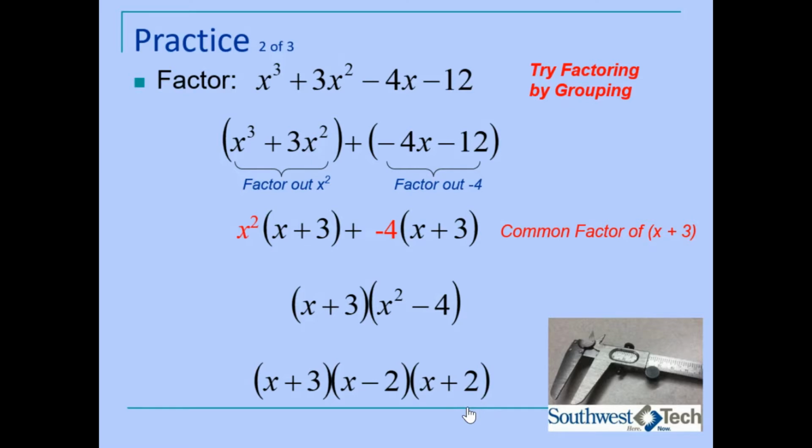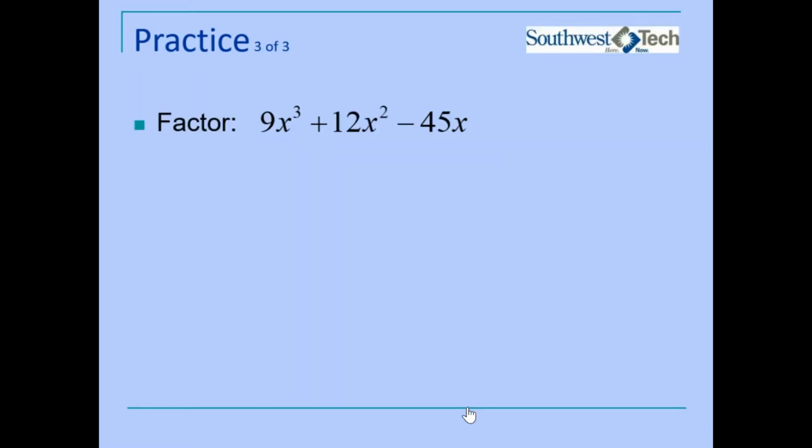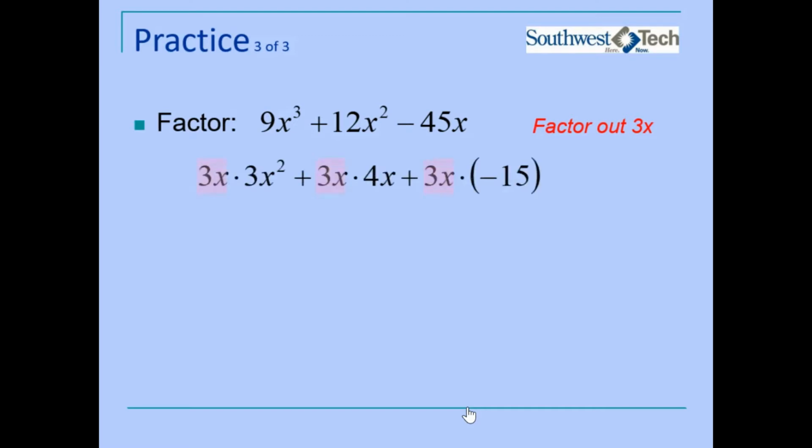In this last example, first thing is to look for a greatest common factor between all 3 terms, which is 3x. Writing those factors of 3x for each term and then factoring out or dividing the 3x from each leaves the trinomial here of 3x squared plus 4x minus 15. We have a 3-term polynomial.